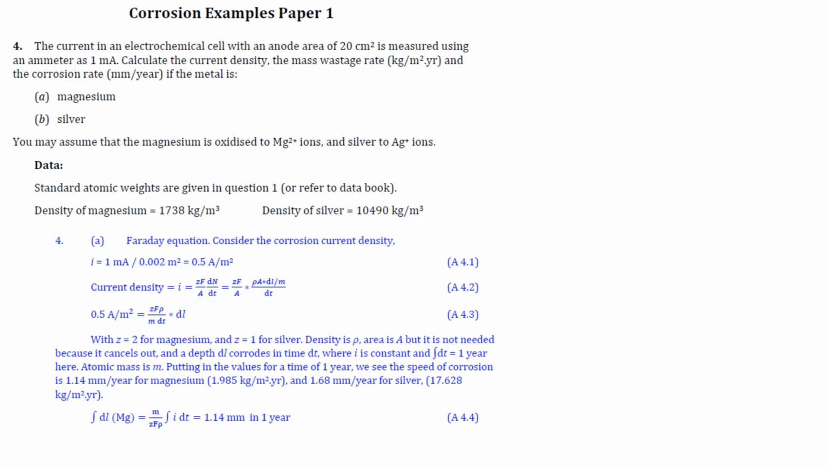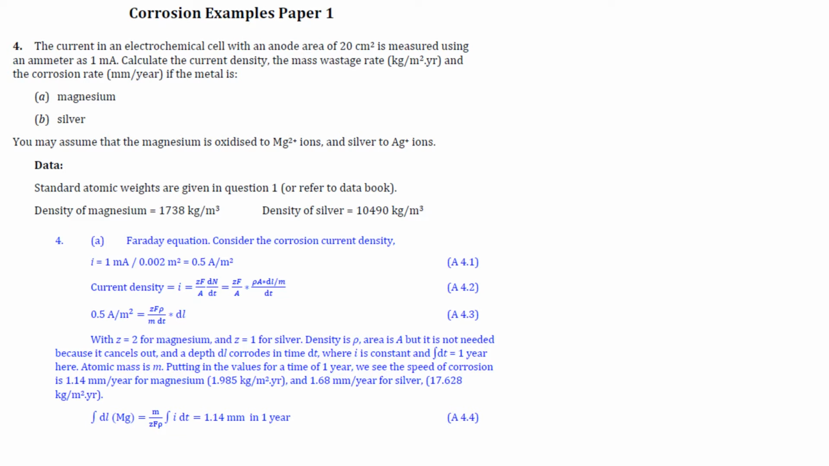So the question is, if you have an anode area of 20 centimeters squared, and you measure the corrosion current is 1 milliamp, calculate the current density and the mass wastage rate in kilograms per meter squared per year, and the corrosion rate in millimeters per year. Usually in one of my exam questions, the last part will be to convert between a current density that you've measured and one of the other units, which is a more useful way of writing down corrosion speed. And it asks you to do this if the metal is A, magnesium, or B, silver.